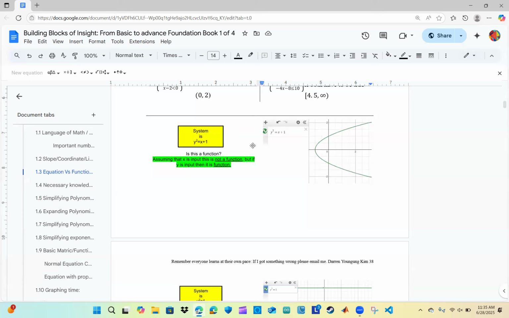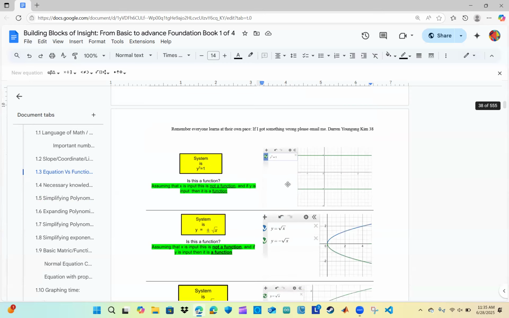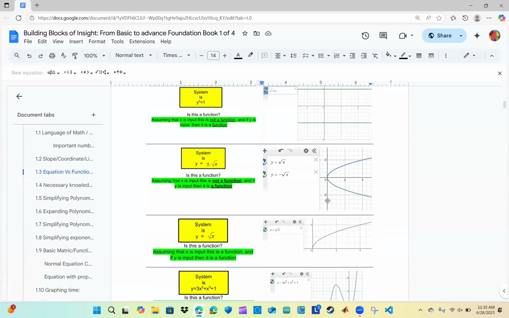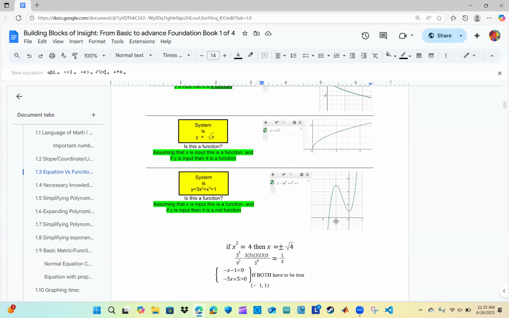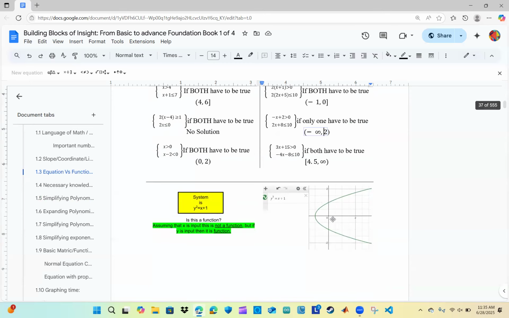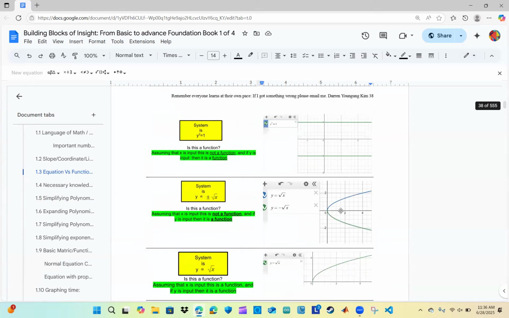Over here, this is correct. This is correct. This is correct. This is correct. This is correct. And how do you check these? Let's see. Vertical line test, just 2 points. Oh well, that's not a function, that's an equation. These vertical line tests, that's not a function, it's an equation.